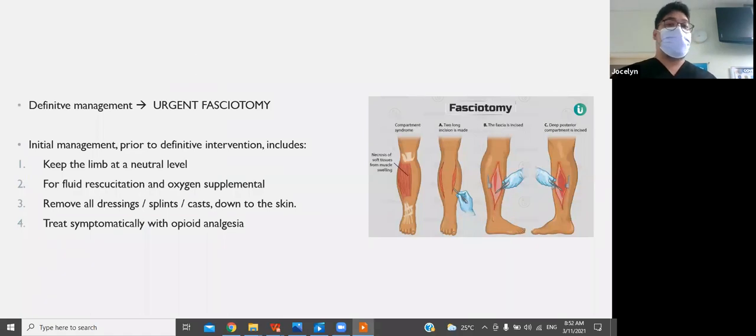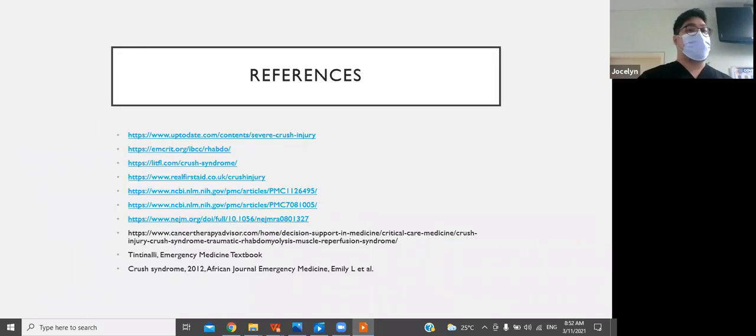Acute compartment syndrome, definitive management is urgent fasciotomy. According to my colleagues, there are few fasciotomies that happen in our ED. Initial management prior to definitive intervention includes keeping the limb at a neutral level, fluid resuscitation, and please remove all the dressing, splint, and cast, and treat with analgesia. Okay, I think that's all.